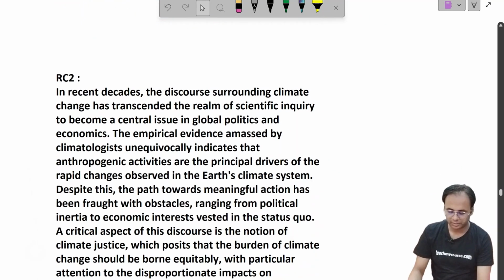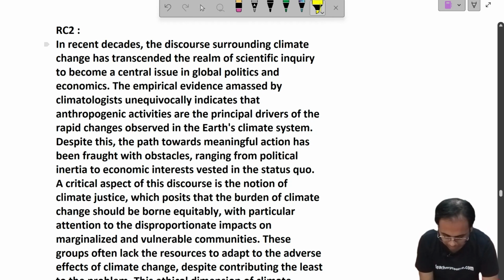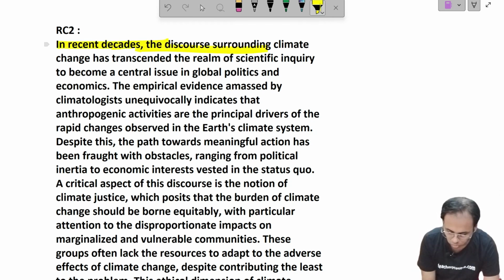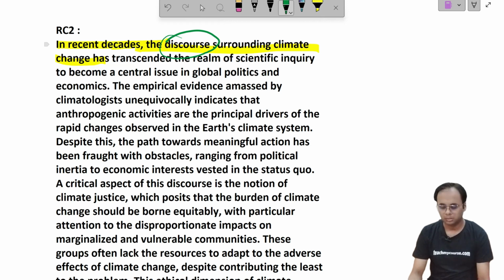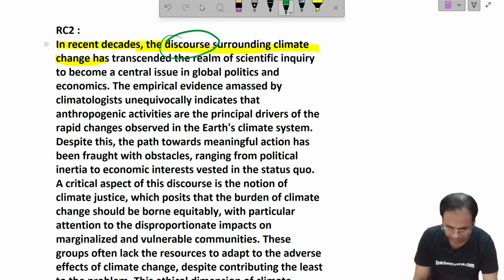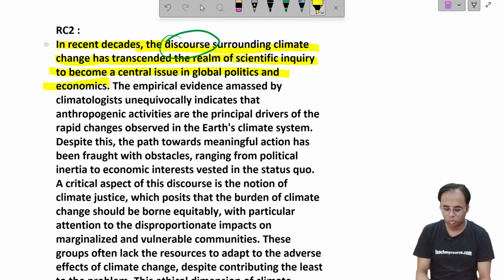So we have the first reading comprehension completed. We move on to the next one. In recent decades, the discourse surrounding climate change. What is discourse? A detailed study in writing or maybe discussion. Surrounding climate change. So this is about climate change, the second reading comprehension. This is also a very important topic and a very relevant one. Has transcended the realm of scientific inquiry to become a central issue in global politics and economics.